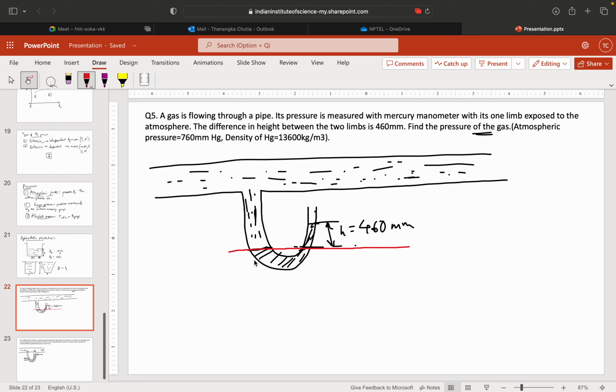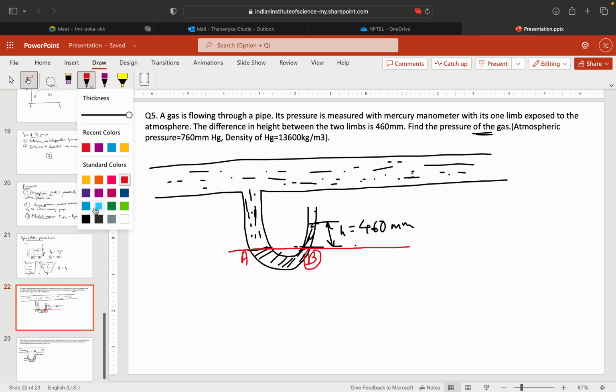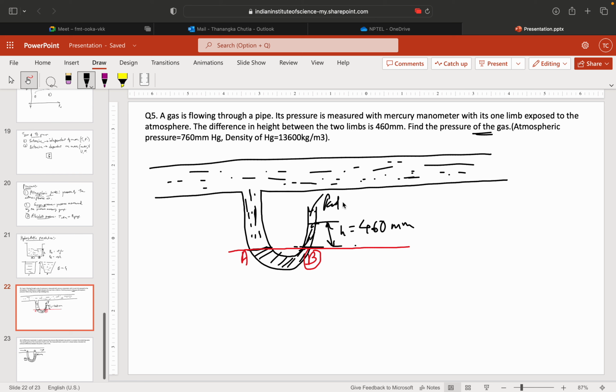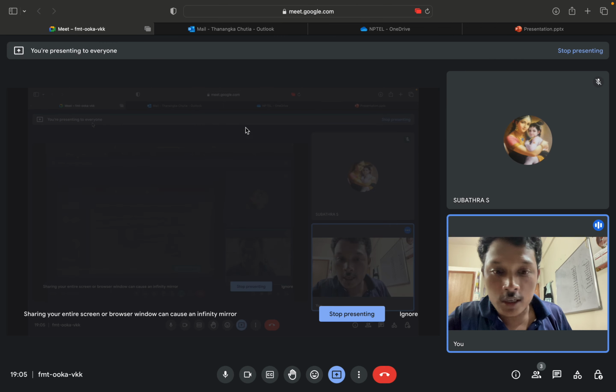Now suppose I am naming this as A and this as B. The question is telling that this one is exposed to atmosphere, so this is my P atmosphere. So pressure at A is equal to pressure at B. What is pressure at A? This is my gas, and the gas is coming till here, so the pressure at A is nothing but the pressure applied by the gas. Is it clear? Hello?